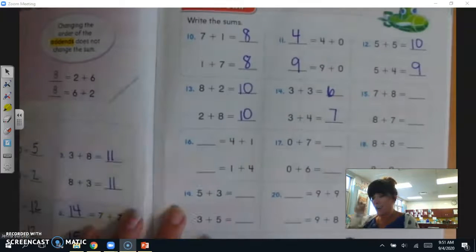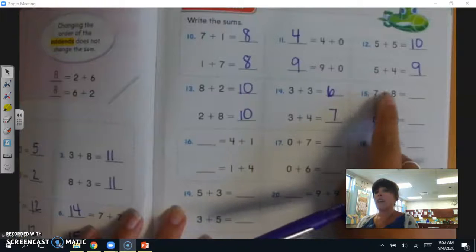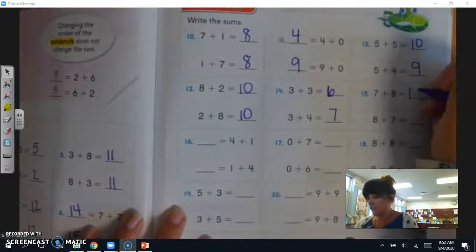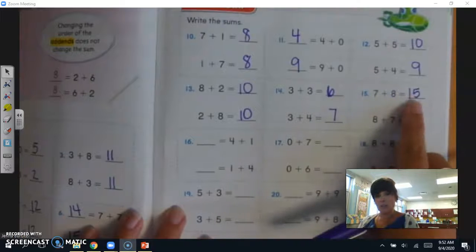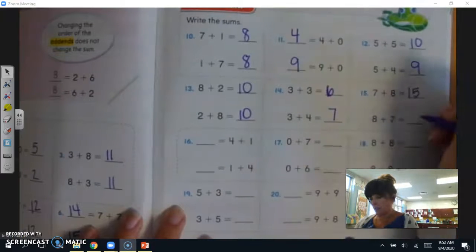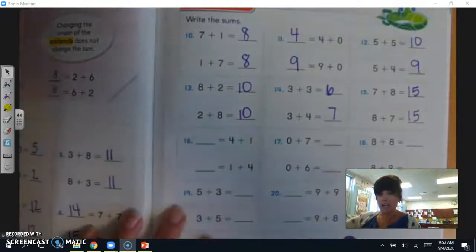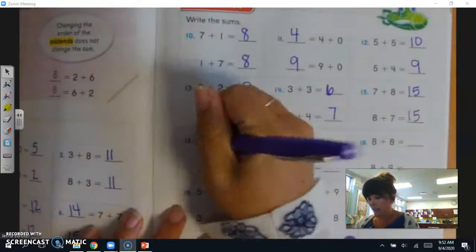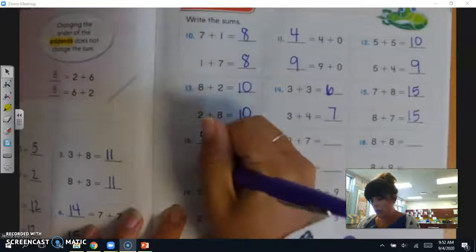7 plus 8. I can think in my head of a helper double because I know right away that 7 plus 7 equals 14. So if I add one more, my answer is 15. 8 plus 7, well 7 plus 8 equals 15, then 8 plus 7 also equals 15. 4 plus 1, I'm just going to count on and add one more, so the answer is 5. If 4 plus 1 equals 5, 1 plus 4 also equals 5.